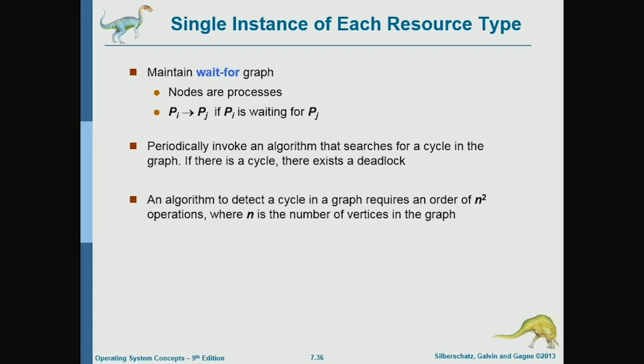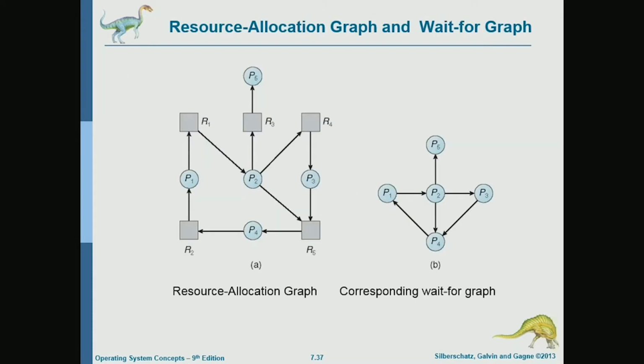Okay, so now with a single instance of each resource, what do we do? We simply detect cycles in the graph. So here's an example with processes and resources. Given a resource allocation graph, we can construct a wait-for graph. And what does this mean?